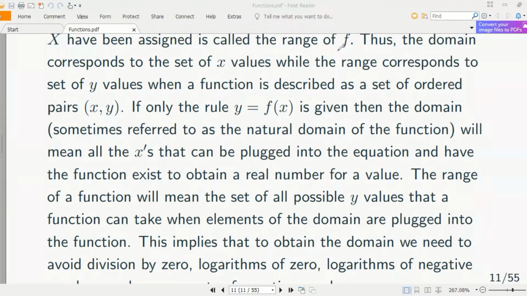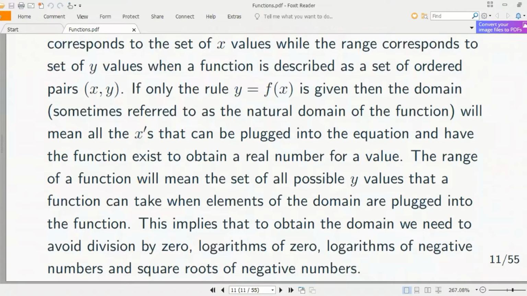So let's proceed to some examples. There's a very important point here for your notes. This implies that to obtain the domain, we need to avoid division by 0, logarithms of 0, logarithms of negative numbers, and square roots of negative numbers. So we'll be looking at examples to make this point clear.